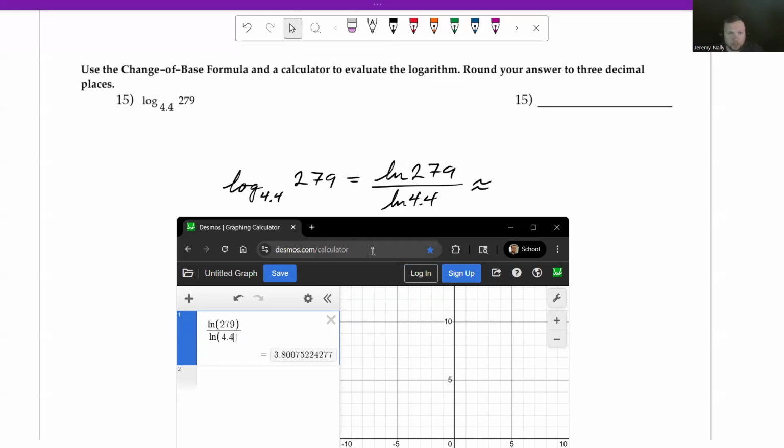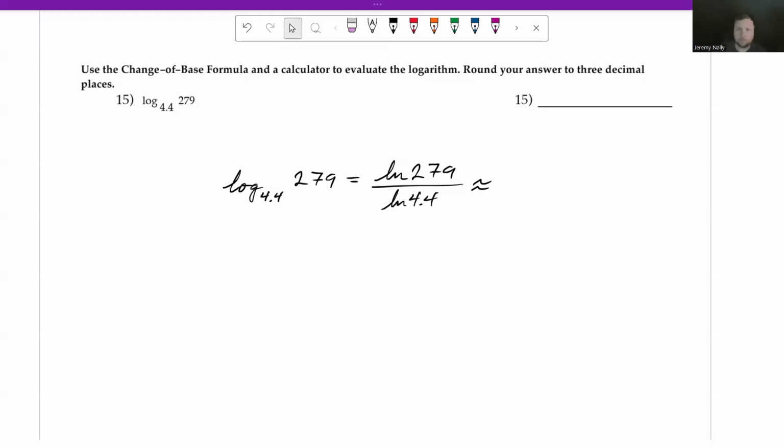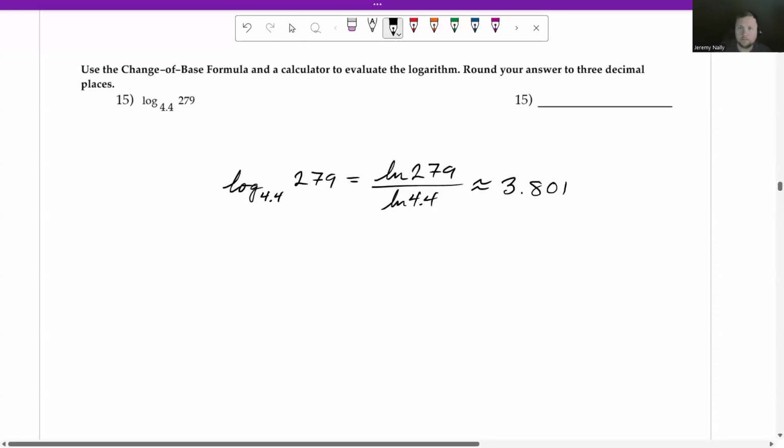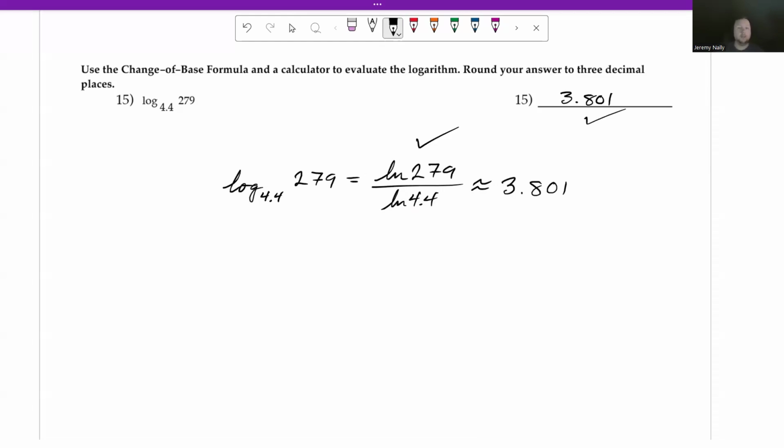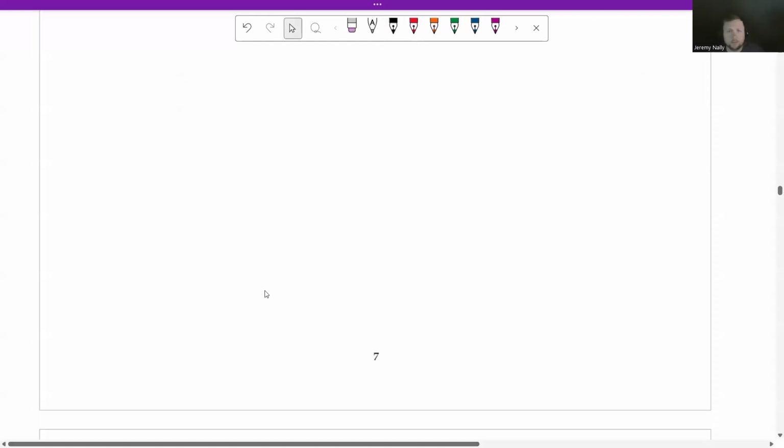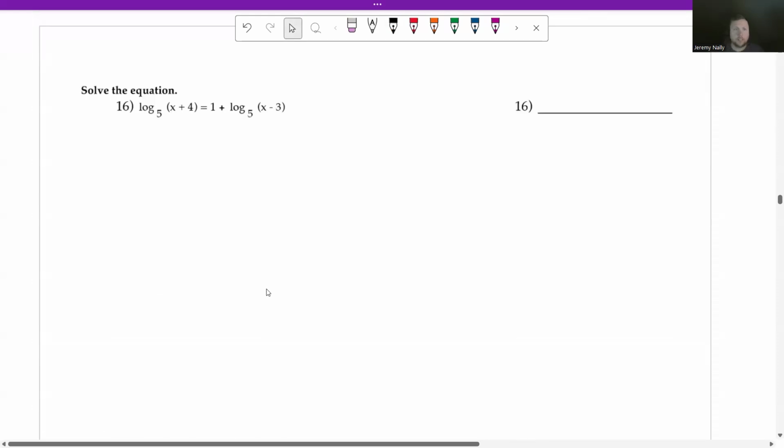So to 3 decimal places, I have 3.801. Of course I'm looking for the correct answer, but I'm also looking to see that you've changed the base. Okay, solve the equation however you like.